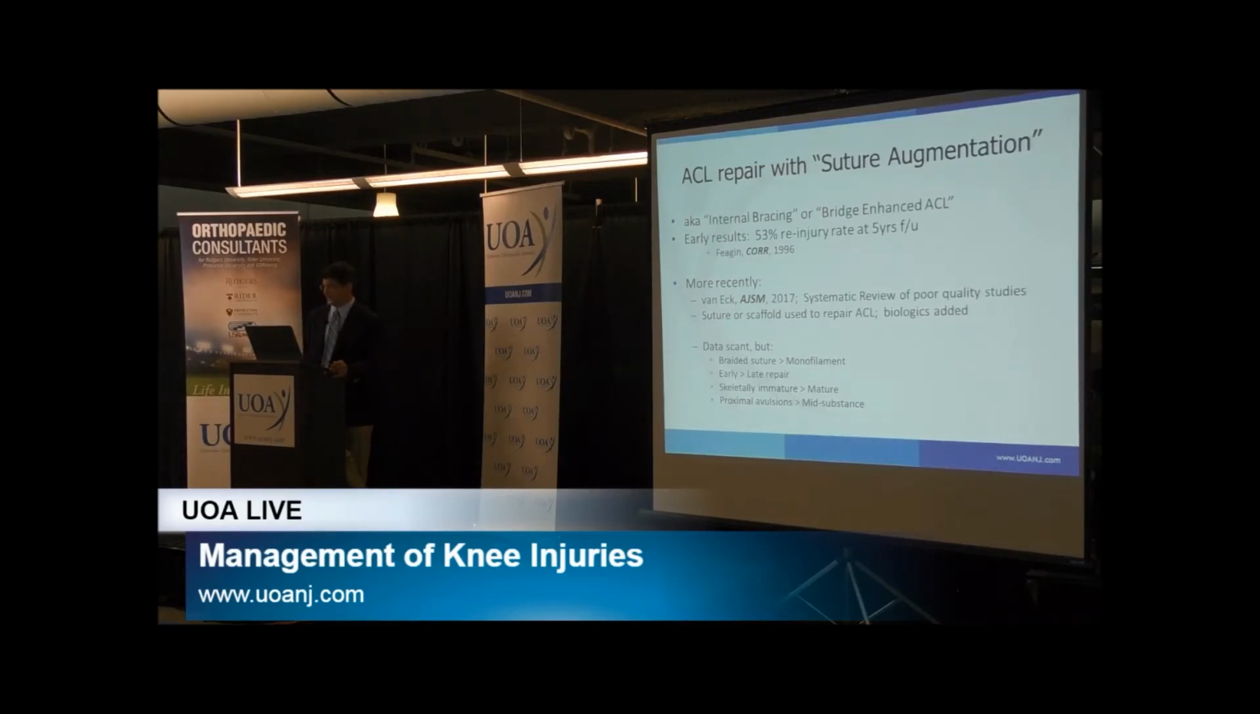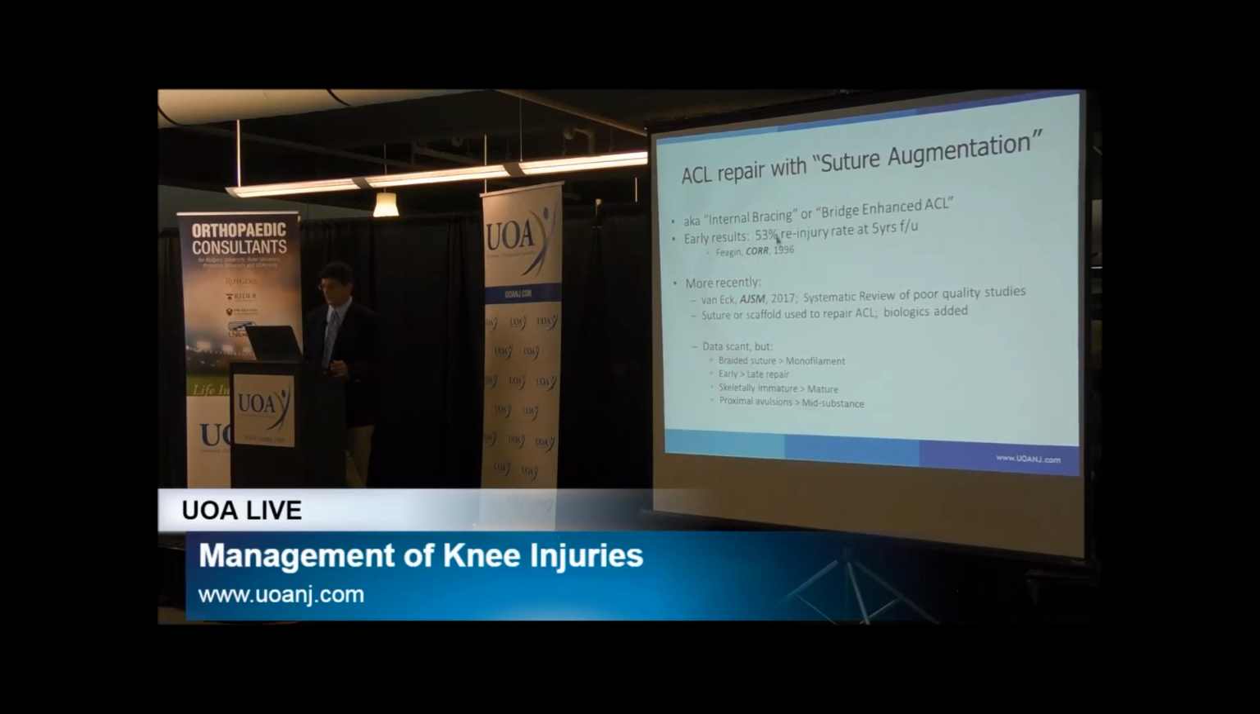Finally, winding down here, ACL repair with suture augmentation. There's a couple other terms for this: internal bracing, bridge enhanced ACL. Basically, can we repair the tissue that is there when someone tears their ACL, and can we augment that tissue instead of taking all that out and putting a new ligament or tendon in? They've tried this over the years.